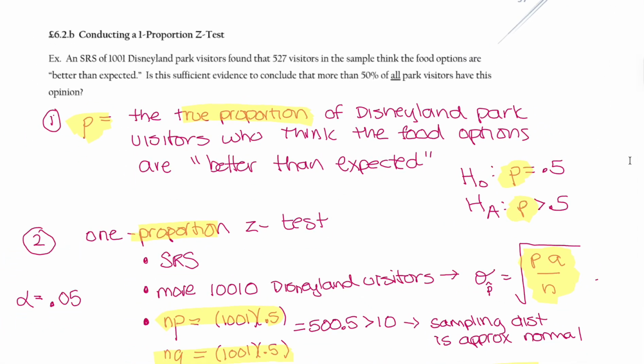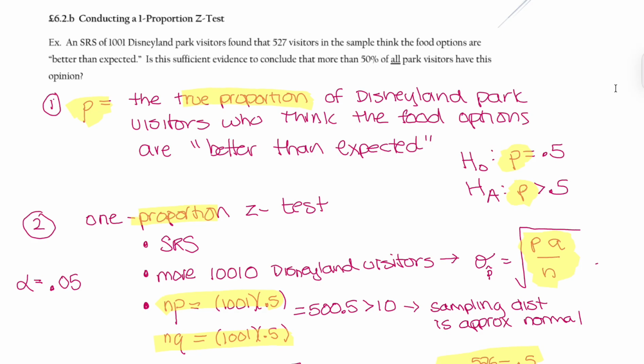In this video, we're going to conduct a 1 proportion z test. We're starting with this example. A simple random sample of 1,001 Disneyland Park visitors found that 527 visitors in the sample think the food options are better than expected. Is this sufficient evidence to conclude that more than 50% of all park visitors have this opinion? First, as always, we do the state part.